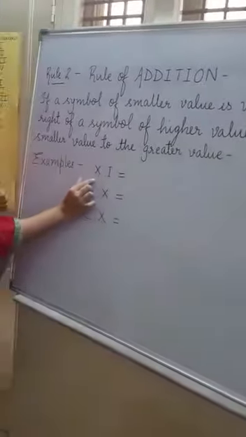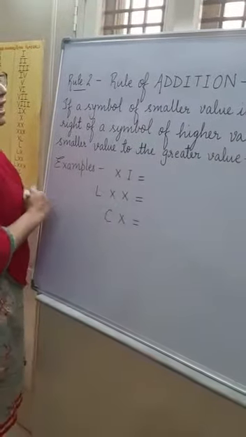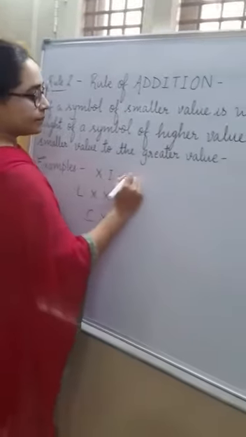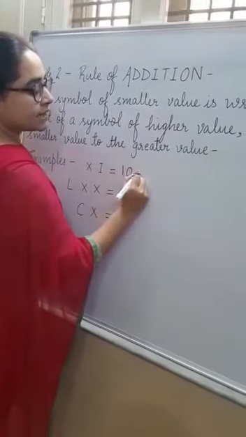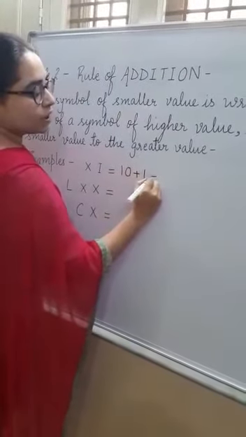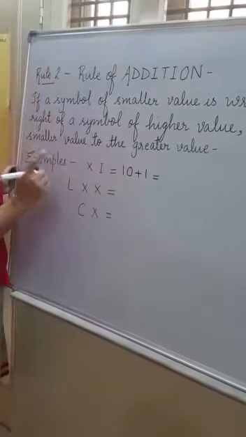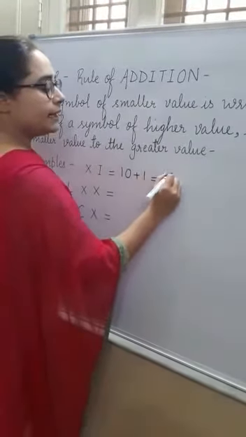Over here, the example is XI. X over here is 10 and I means 1. So you are going to add 10 plus 1, which equals 11.